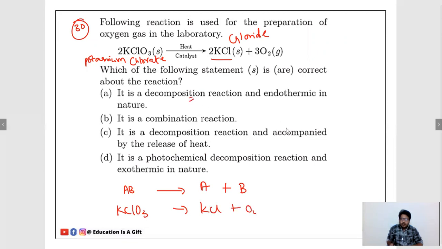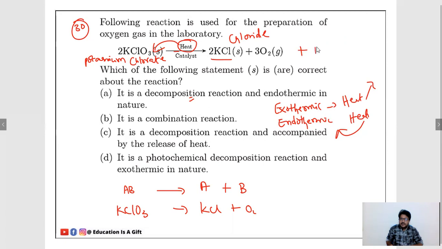And endothermic, what is the difference between exothermic and endothermic? Exothermic means which will release heat energy, so heat is produced out. Endothermic means heat should be given. Here what is happening? Heat is given. In the equation we are not getting any plus heat, but heat is given. So endothermic means of course heat is given. This would be correct.